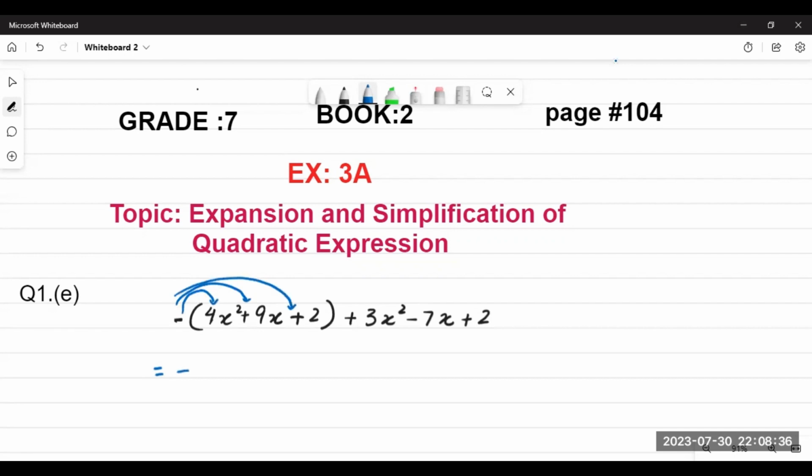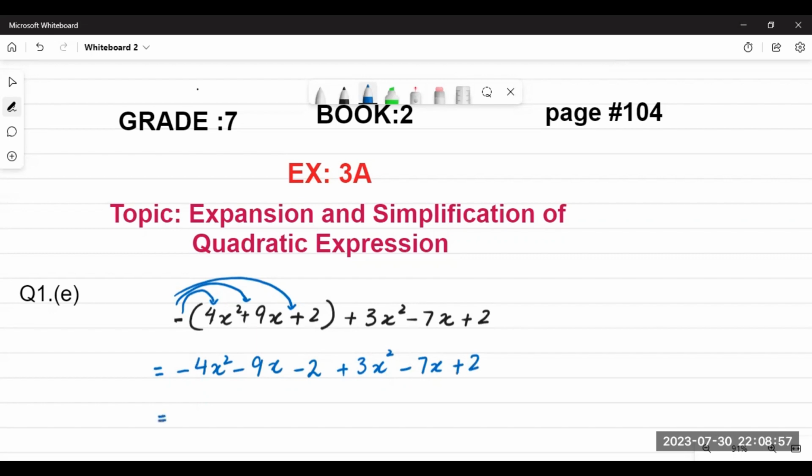Plus minus, minus 4x square. Plus minus, minus 9x. And plus minus, minus 2, and this plus 3x square minus 7x plus 2 will be same as. The next step is that you have to collect the like terms.